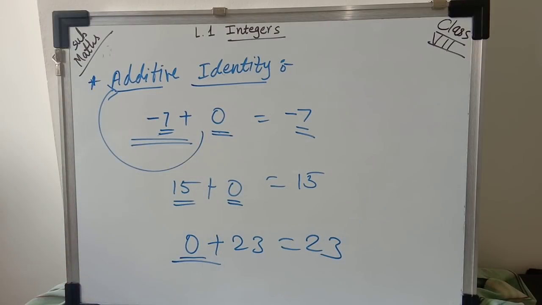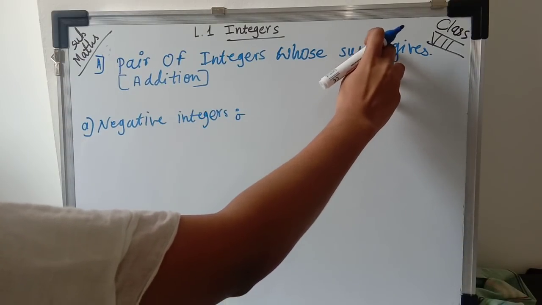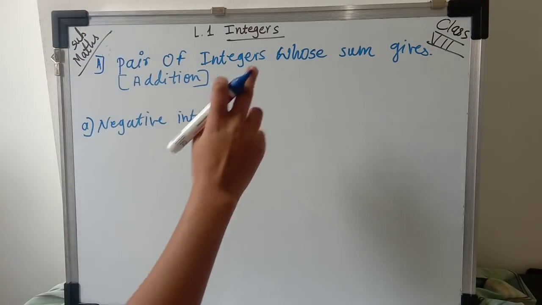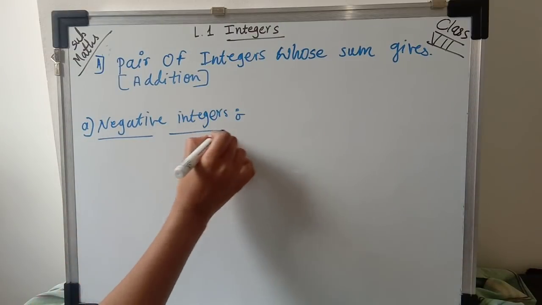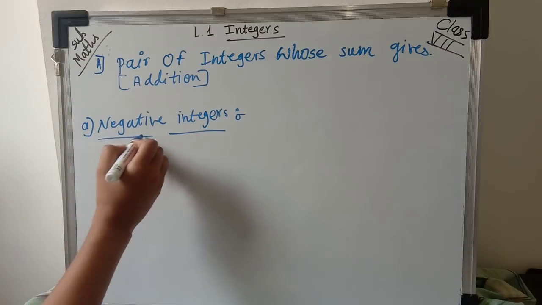Now we are going to learn how to find the pairs of integers when we are doing addition and subtraction of integers. This concept is very important when you are doing addition of integers. We have to find the pair of integers whose sum gives a negative integer. When you add any two integers, the sum of those two integers should be a negative integer.